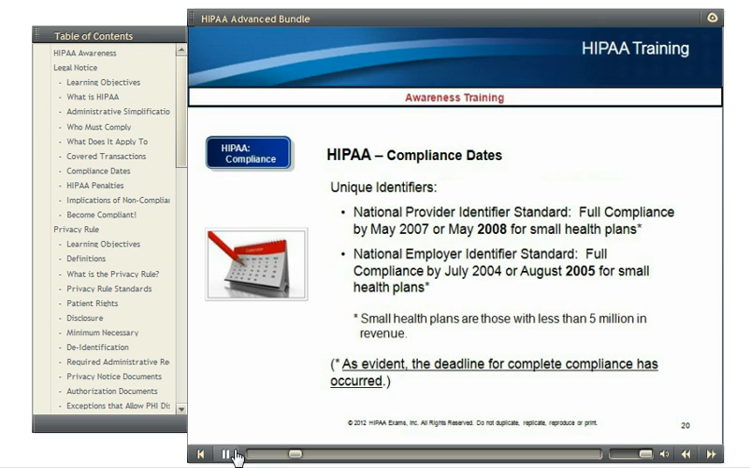Unique identifiers. National Provider Identifier Standard. Full compliance by May 2007 or May 2008 for small health plans. National Employer Identifier Standard. Full compliance by July 2004 or August 2005 for small health plans. Small health plans are those with less than $5 million in revenue.